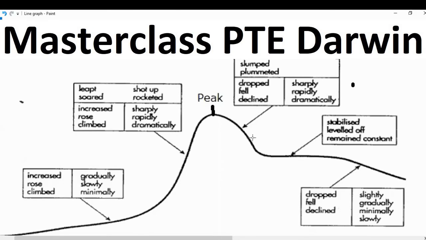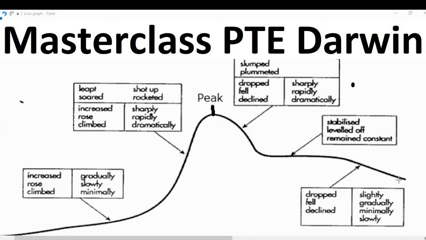So how is it declining? Very rapidly it's declining, so it's called sharply. So dropped sharply or fell rapidly or declined dramatically, that means rapid decline. So that was a rapid rise and that was a rapid decline. And when there is a stable condition, like a flat line, that's called stabilized, leveled off or remained constant. Okay, and again, this is now going down.